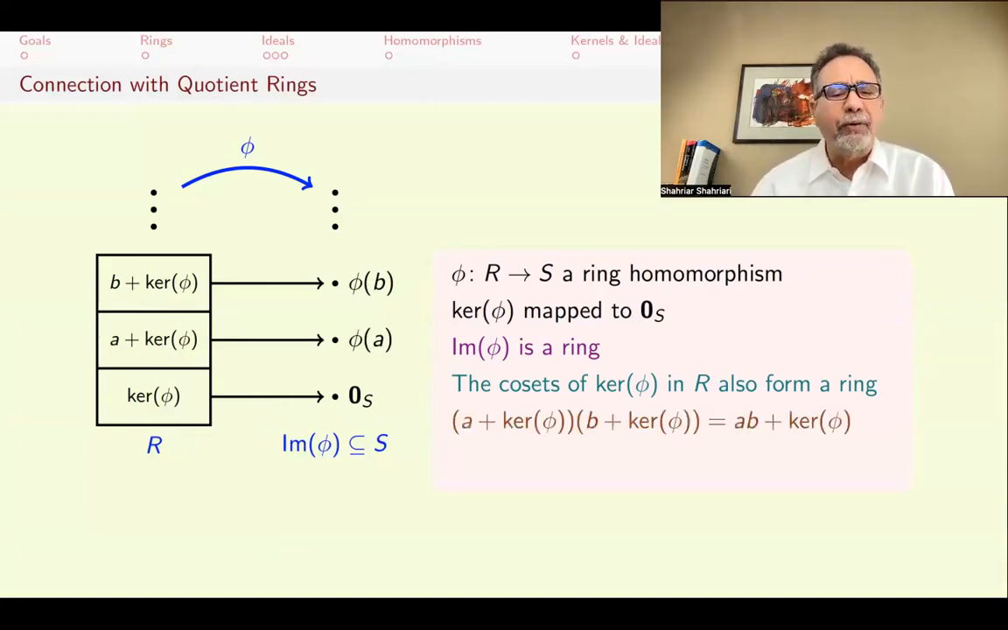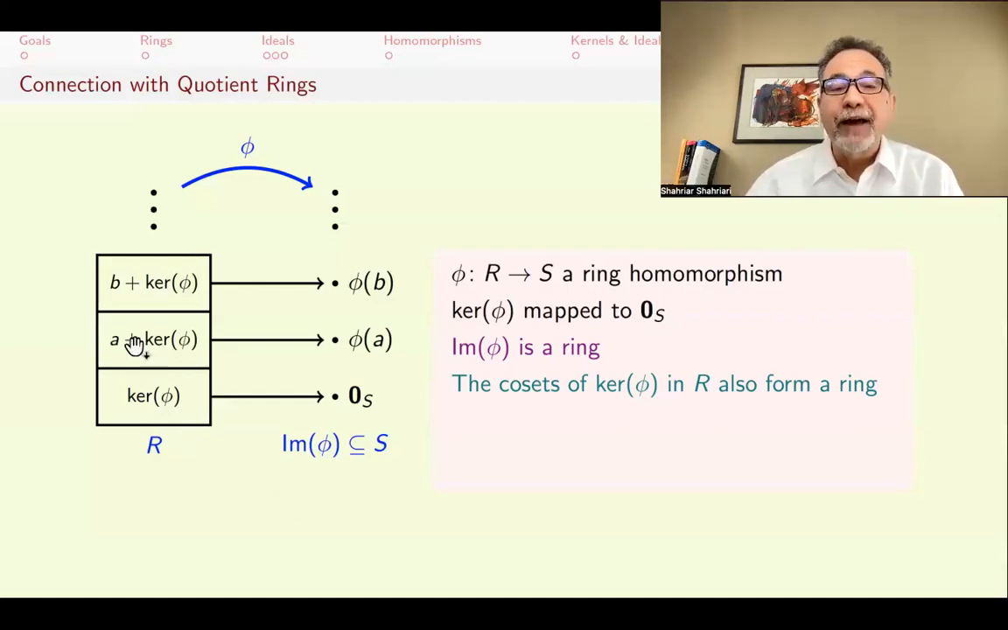Now, addition is never going to be a problem, because A plus kernel of phi plus B plus kernel of phi is A plus B plus kernel of phi. When we talk about quotient rings, maybe I'll go through this in more detail, but that follows from group theory, because R with addition is a group, and the kernel is a normal subgroup, and so addition will not be a problem.